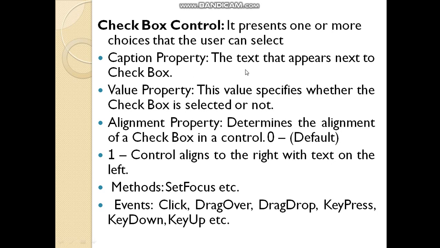Okay, the properties of this checkbox control are: caption property, used to set the text next to the checkbox, and value property, which specifies whether the checkbox is selected or not. Alignment property determines the alignment, left side or right side, of the checkbox. The method is set focus. The events are click, double click, etc.